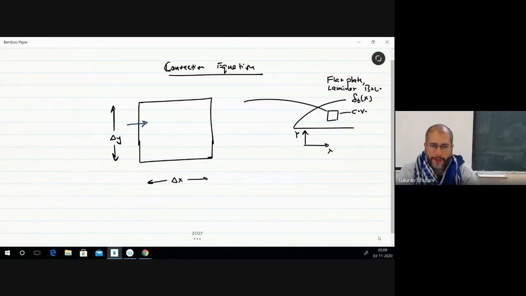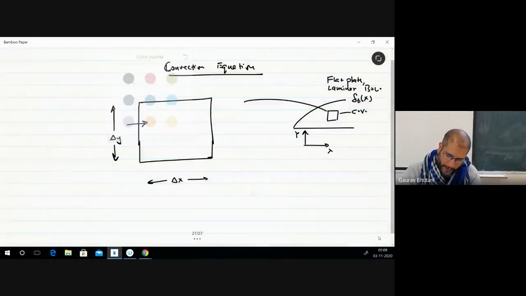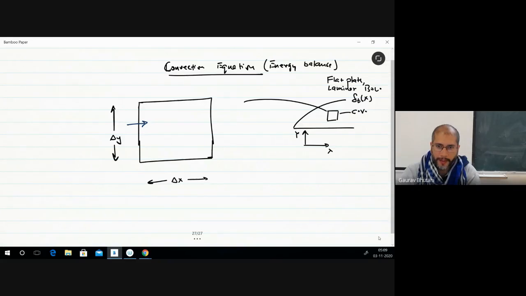So from this left face, we have fluid flowing into this face, and that fluid is bringing in some kinetic energy. I'll mention on the top that I'll call it energy balance.